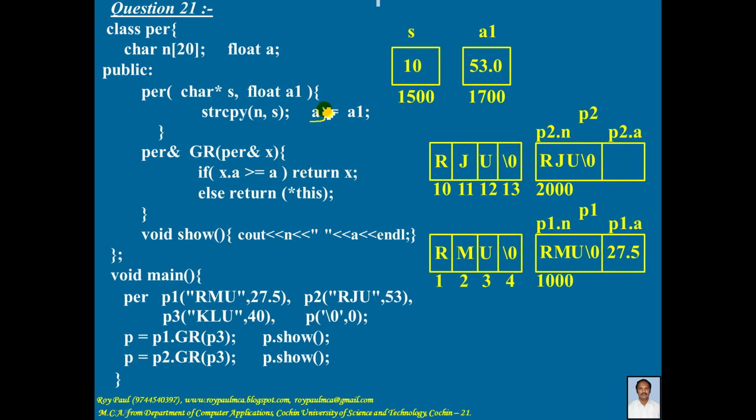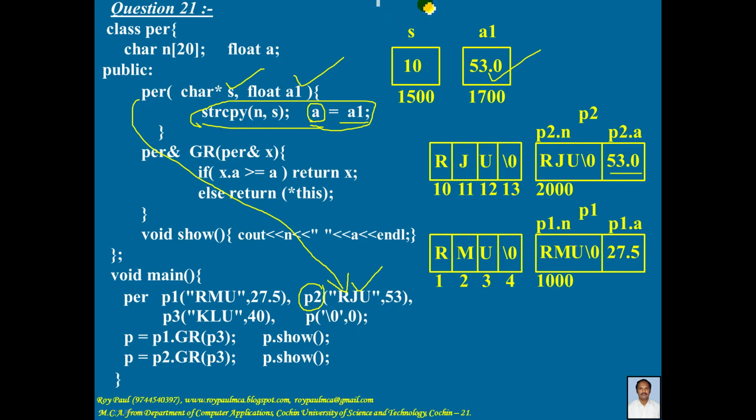Now A is the name of a data member, so it must be taken as p2.a. So your p2.a contains A1 53.0. So this one contains 53.0. Constructor executed. Control returns to the point from where the constructor was called. When the control comes back here, names s and A1 do not exist.